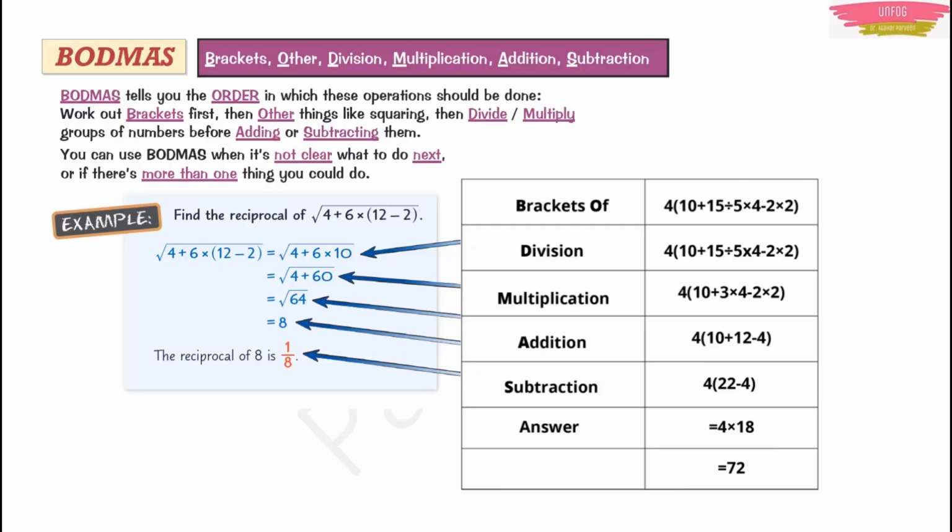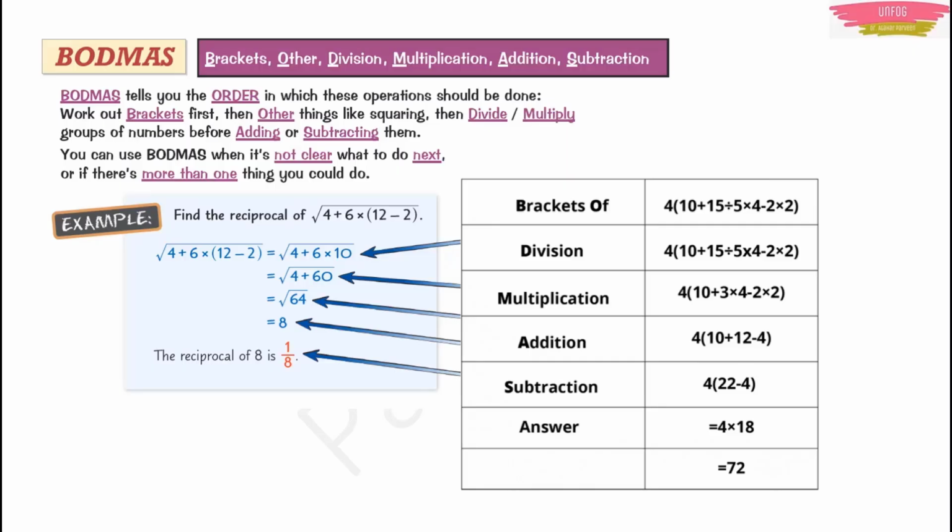See, for example, you have this type of sum: 4 into within brackets 10 plus 15 divided by 5 into 4 minus 2 into 2. What do you do according to BODMAS? First remove the brackets. For the removal of brackets, you have to do the mathematical operations inside. That's why leave that step.